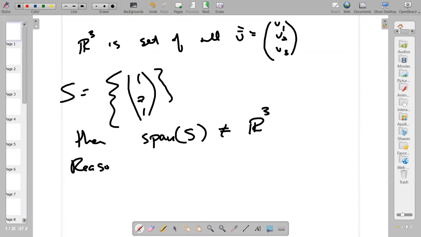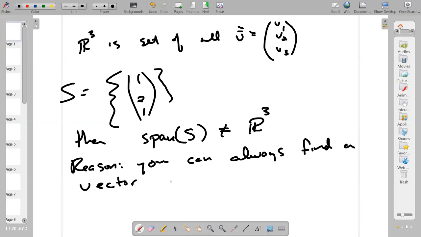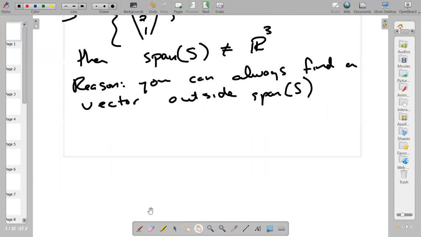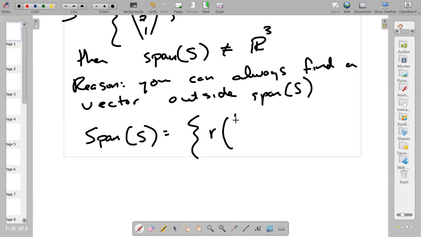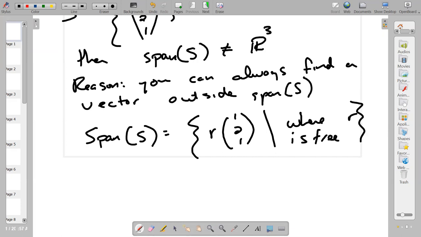And the reason is you can always find a vector outside span S. So what does span S look like in this case? If S consists of a single vector, span S is equal to the collection of r times that vector, where r is free. So a vector like 1, 0, 1 is not in span S.